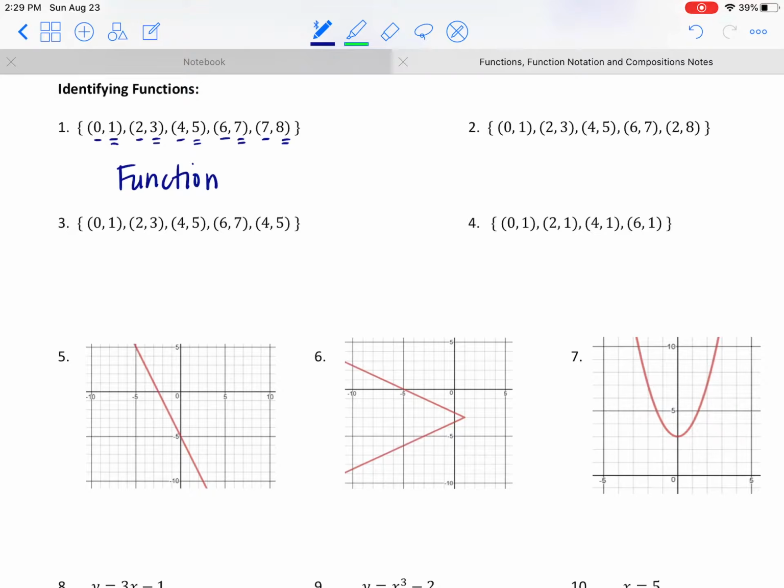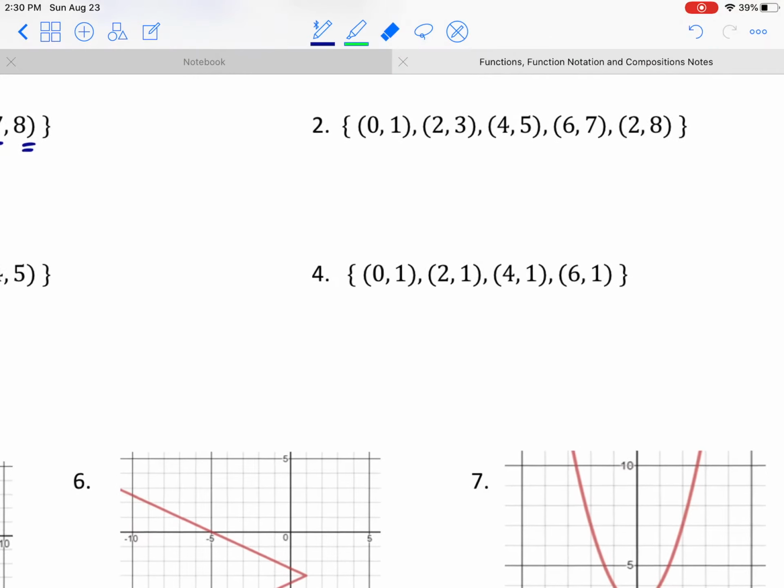Okay, how about number 2? So number 2, hopefully you're seeing it. We've got an issue. So this x not an issue, this x not an issue, this x not an issue. But what's happening here is 2 corresponds with 3. And now here's 2 again corresponding with a different y value. So get rid of this just so you can see this a little bit better.